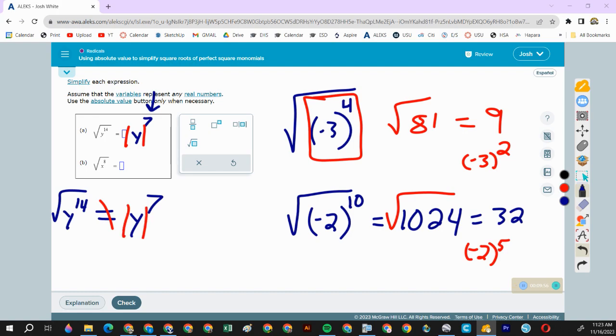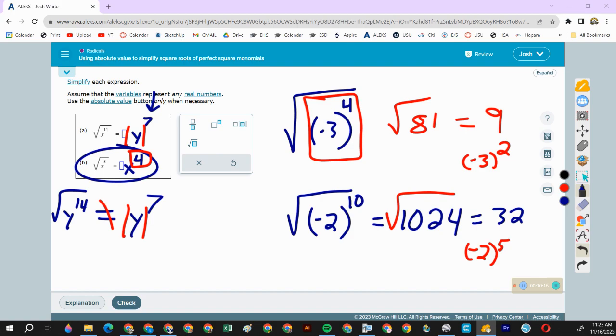Do I need to do that with b? So this is x to the 4th. Is that statement always true? Yes. Why? Because this is even. If that's even, then we don't need the absolute value on the answer.